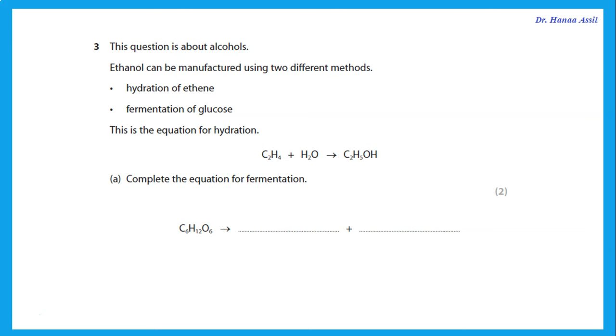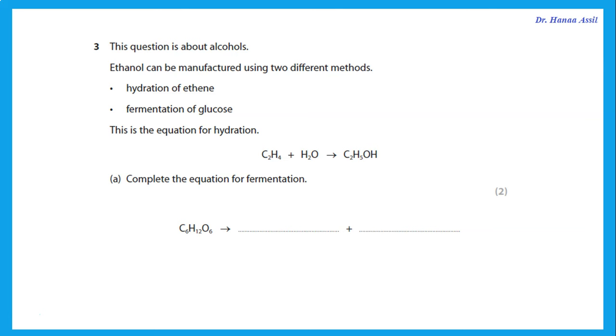Question 3 says, this question is about alcohols. Ethanol can be manufactured using two different methods, hydration of ethene or fermentation of glucose. This is the equation for hydration. You should know that ethene, C2H4, you add steam, it gives ethanol.